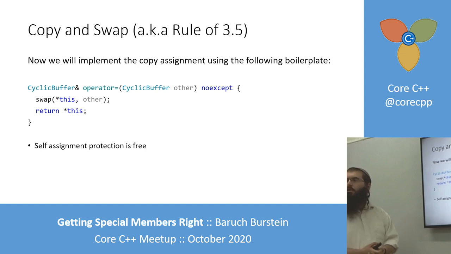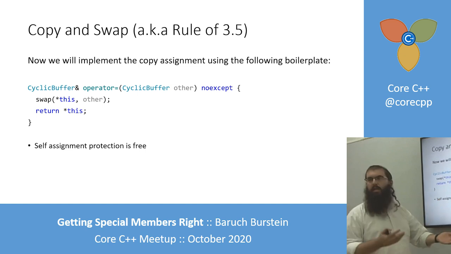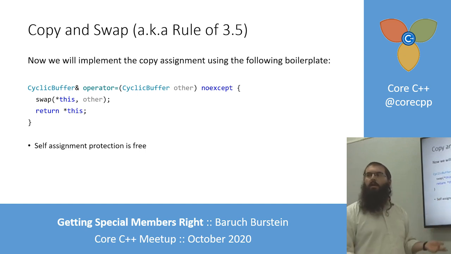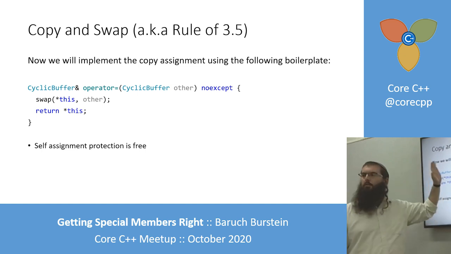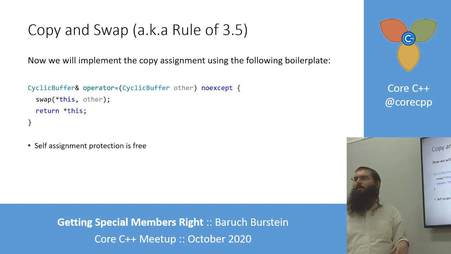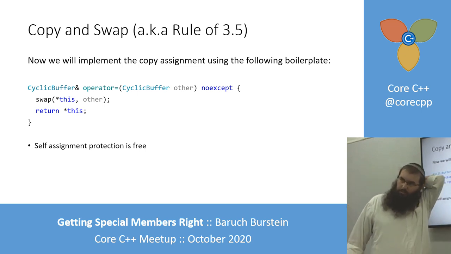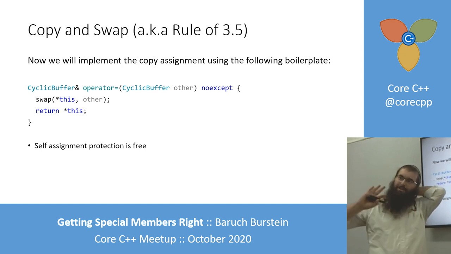But if for some reason I would inherit cyclic buffer, I must continue with that specific signature, right? Because otherwise one won't call the other. You can't have another one, and then you'll have two functions, and the best overload will be chosen. Like I said, hierarchies and special functions don't mix well. They're their own.